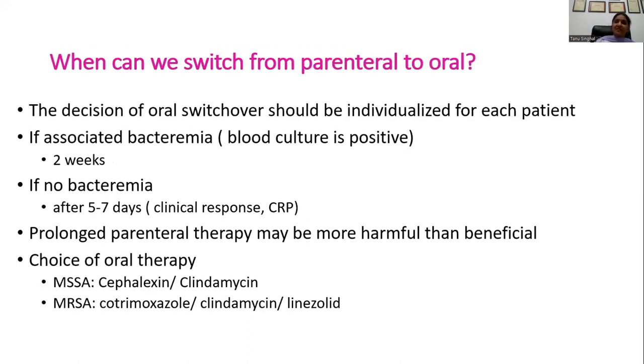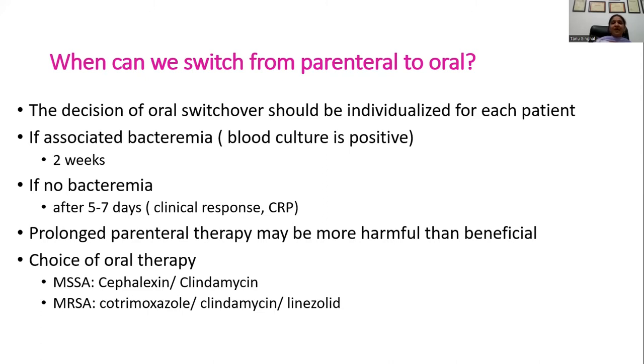Now, the next question is, when can we switch from parenteral to oral? So this decision of oral is individualized for every patient. So there's no real guideline as such. So the first factor depends on whether the patient has bacteremia, meaning if the blood cultures are positive, and if it is Staph aureus, then it is generally recommended that you must give 2 weeks of therapy and you must repeat the blood culture after 2 to 3 days to make sure that the culture has become negative.